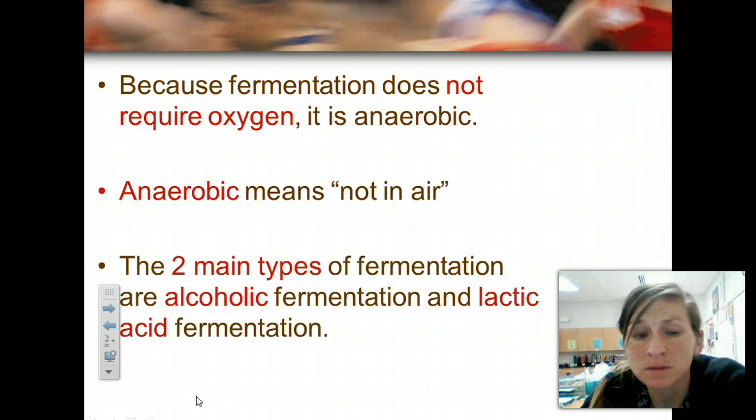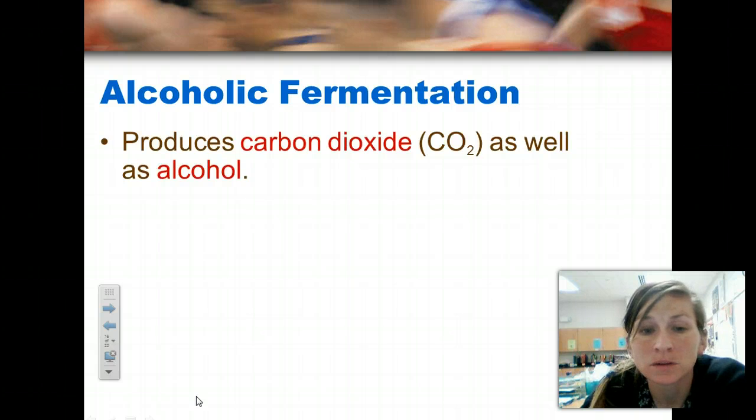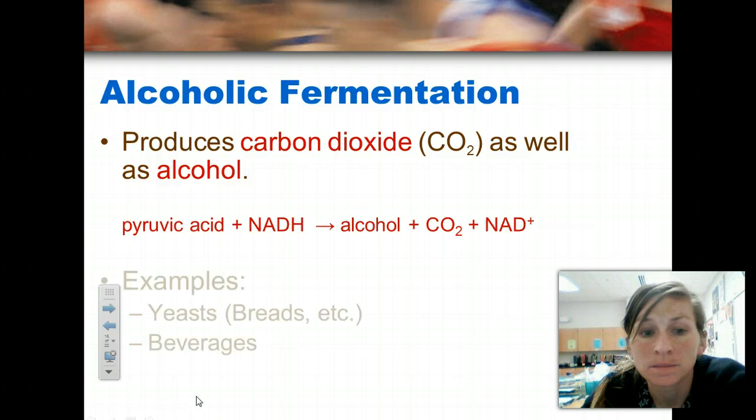There are 2 main types of fermentation. They are alcoholic fermentation and lactic acid fermentation. Alcoholic fermentation produces carbon dioxide as well as alcohol. Some examples of producing alcohol or going through alcoholic fermentation would be yeast, and also making certain beverages.